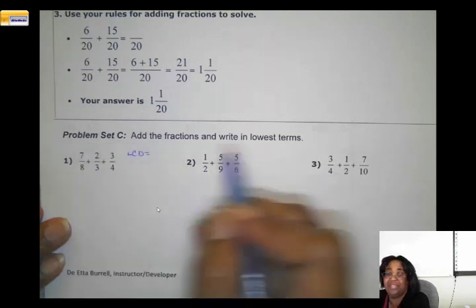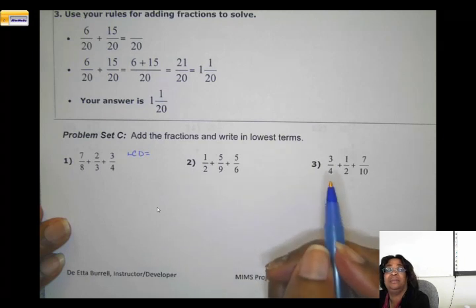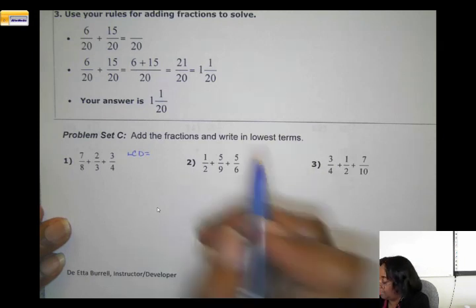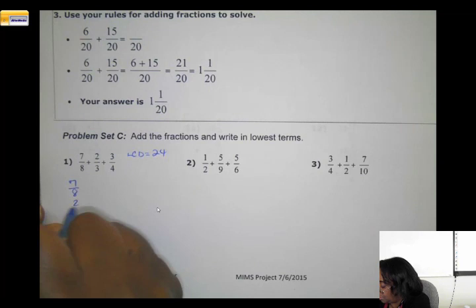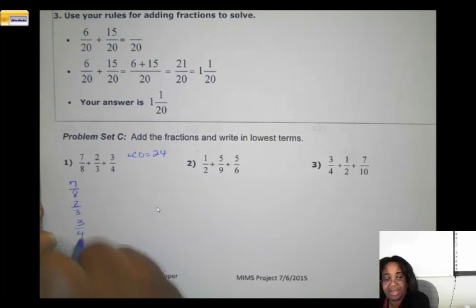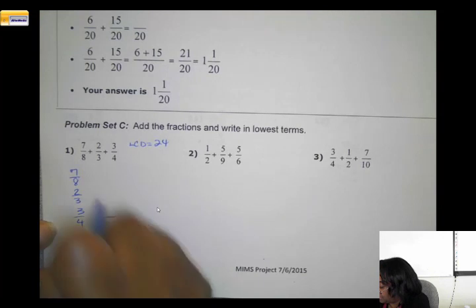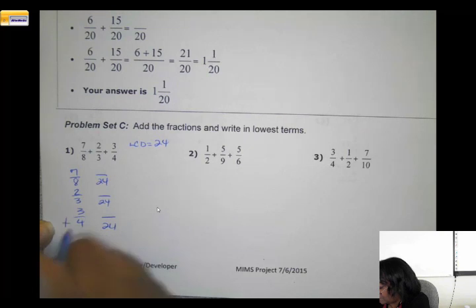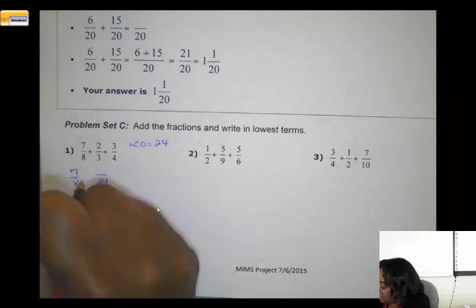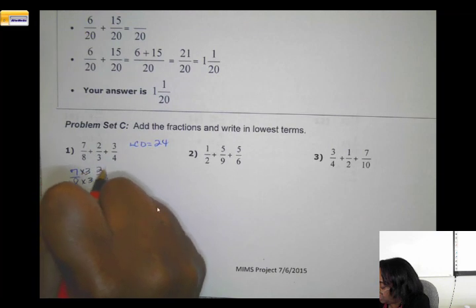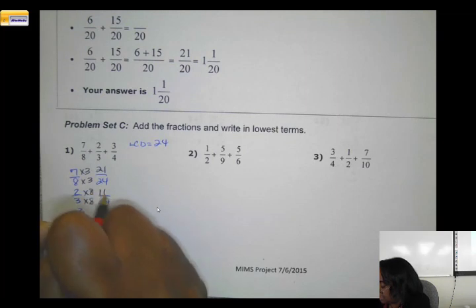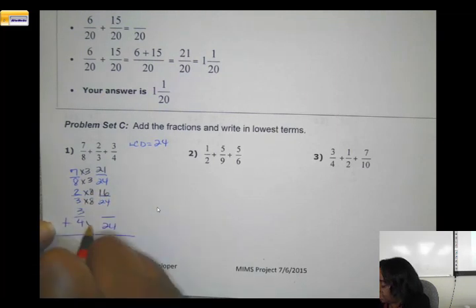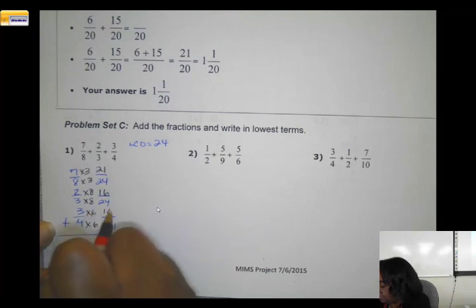We have 8. So 8 times what? 8 times 3 is 24, right? So I think it's 24. You have 7/8, 2/3, and 3/4 that you're adding. They all need to be raised to 24. Here you're going to multiply by 3 and that gives you 21 over 24. Here you're going to multiply by 8 to get 16 over 24. And here you're going to multiply by 6 to get 18 over 24.